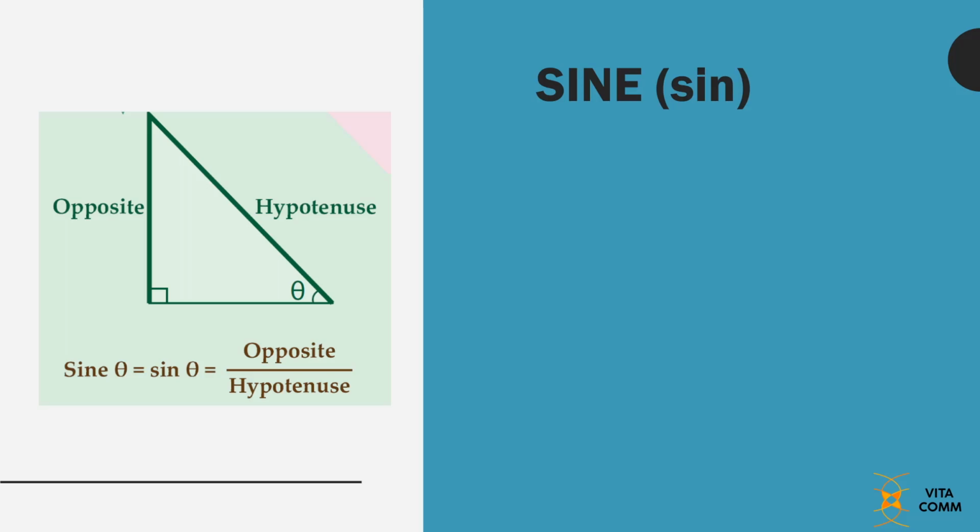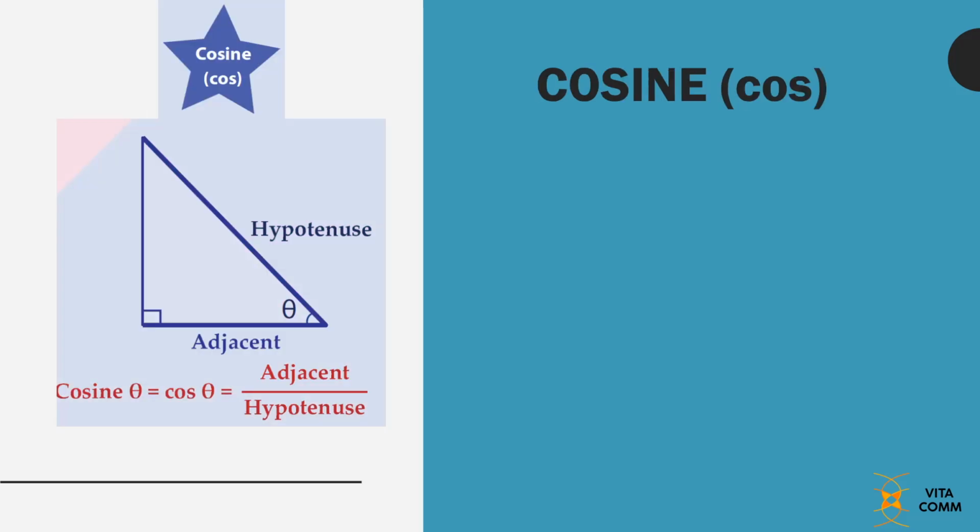Okay, I'm assuming that you've paused and you've copied. So let's just move on to cosine. So this is the ratio for cosine. If you can please do the same, pause the video, copy the entire thing as well.